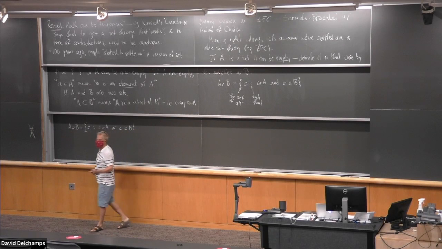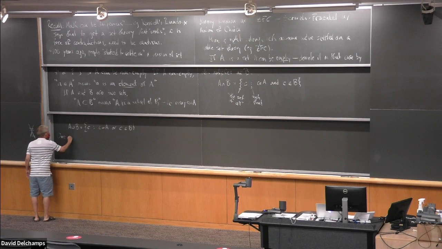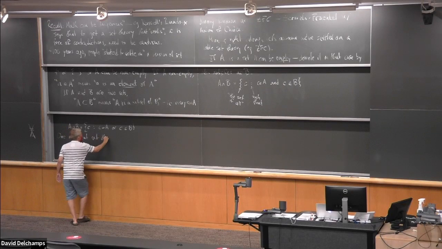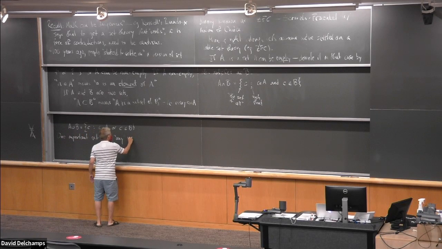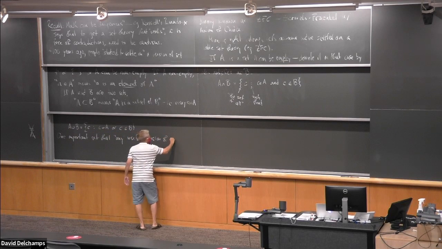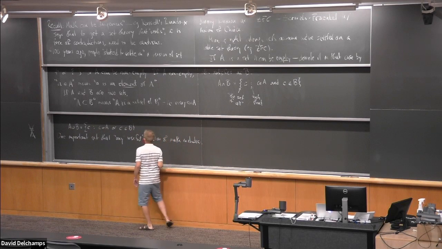Now, one set that any version of mathematics that's useful in the real world needs to include as a set is the natural numbers. So one important set that, quote unquote, any useful version of math includes is the natural numbers.